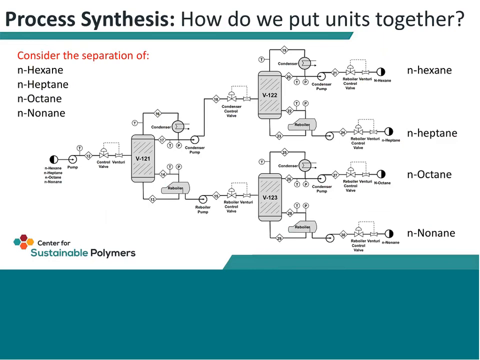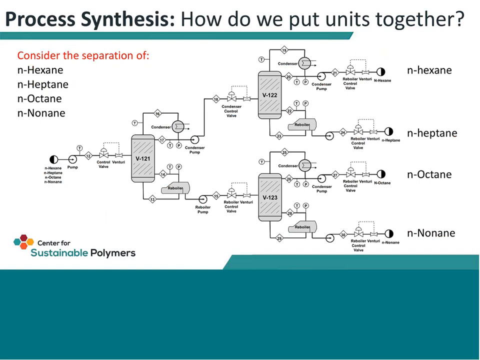Okay, so the question becomes, how do we synthesize a process? How do we put these different units together? And I'll start with an example here. If you have a mixture of 4 compounds, let's say a very simple mixture, n-hexane, n-heptane, n-octane, and n-nonane, and you want to make pure streams of each of these, how would you do it?